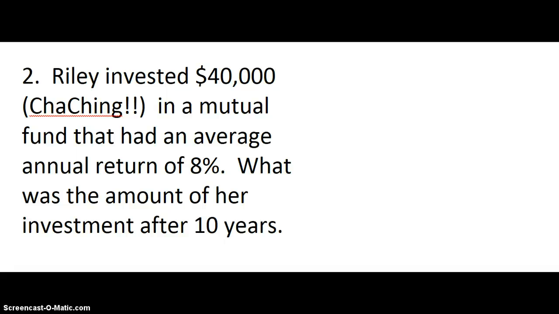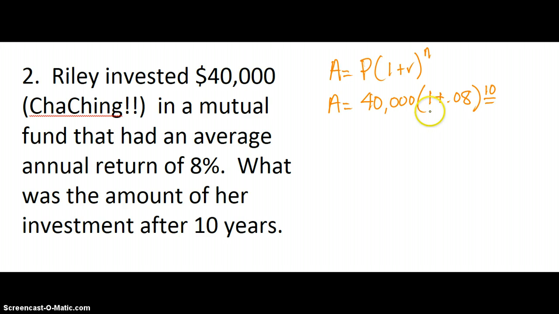So this one's for Riley. Riley invested $40,000, cha-ching, in a mutual fund that had an average annual return of 8%. What was the amount of her investment after 10 years? So we're going to use the exact same formula. A equals principal times 1 plus rate to the n power, or the number of years. So A is what we're looking for. Her principal, or her initial investment, is $40,000 times 1 plus 0.08, and we're going to leave that in there for 10 years. Do your order of operations.